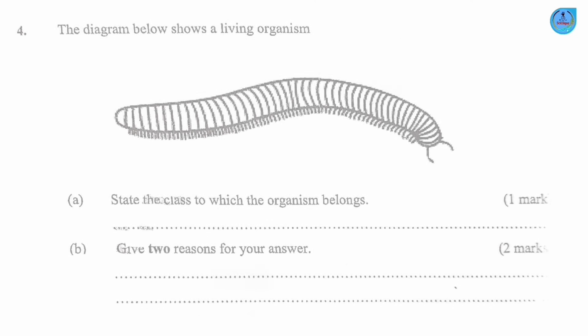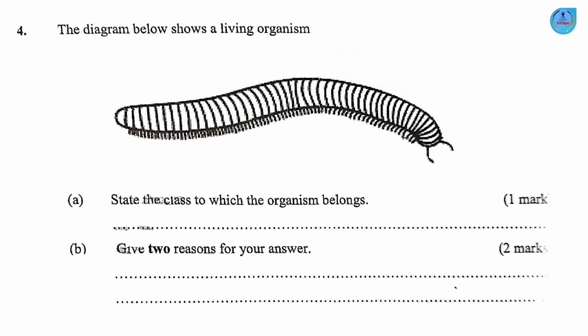Moving on to question number 4. The diagram below shows a living organism. Okay. Part A. State the class to which the organism belongs. Now this is a millipede. Millipedes belong to class Diplopoda. A reminder, when you are writing the name of any taxa, you should always start with a capital letter.